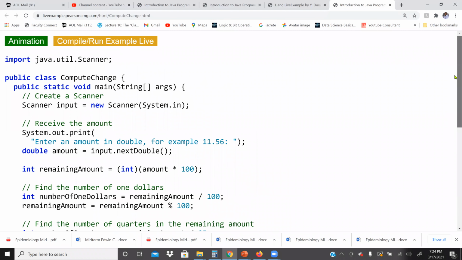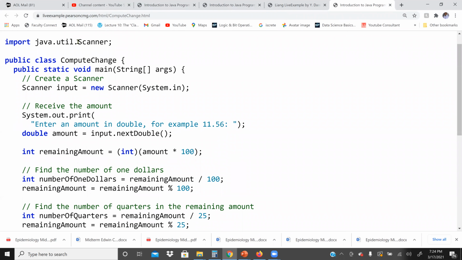Again, first thing we need is our input. So we create our scanner class again. The main class name is compute change, which will be the file name. So in our main method, we create our object again. We name, as we said earlier, the name of the scanner object can be any name. Here we decided to name it input. Then we ask the user enter an amount in double, for example, 11.56. So since it's going to be double, we declare variable data type double. Then we use the next double method to extract the input from the user using the keyboard.